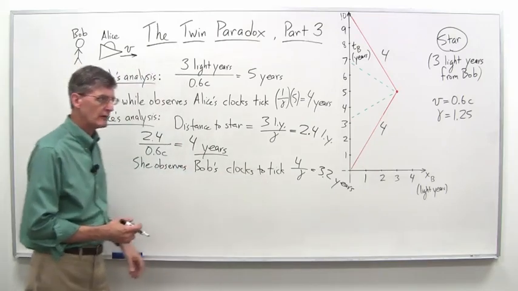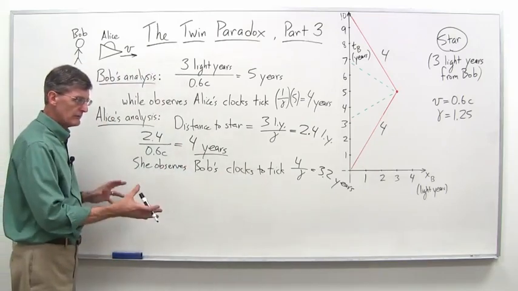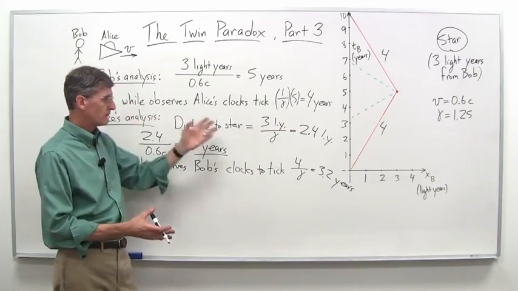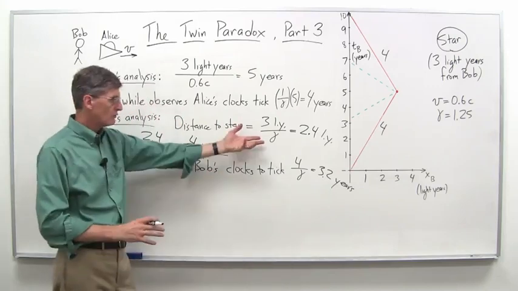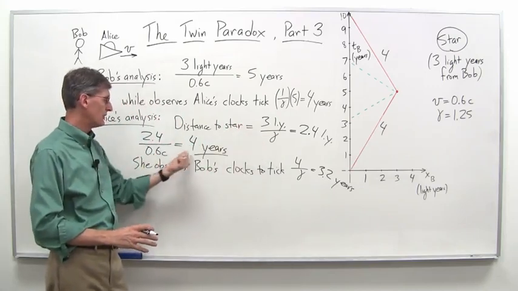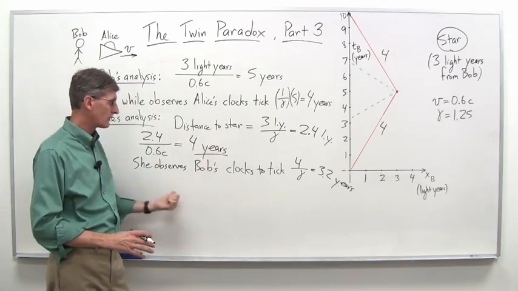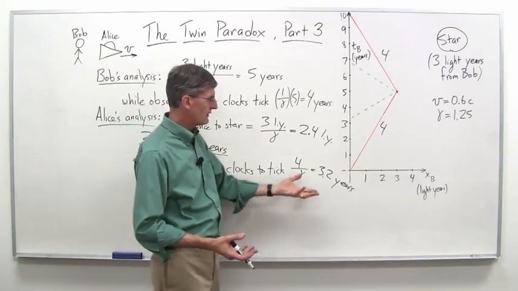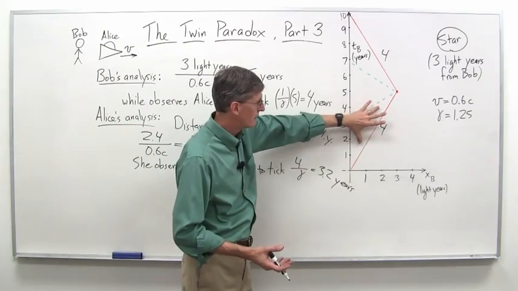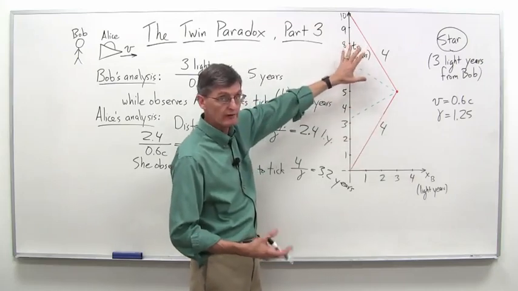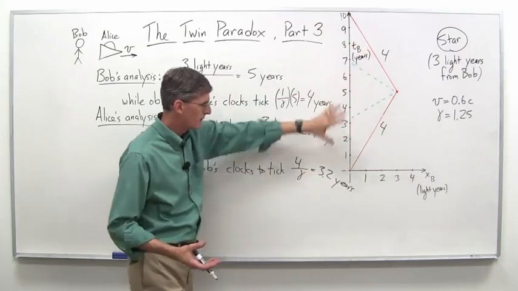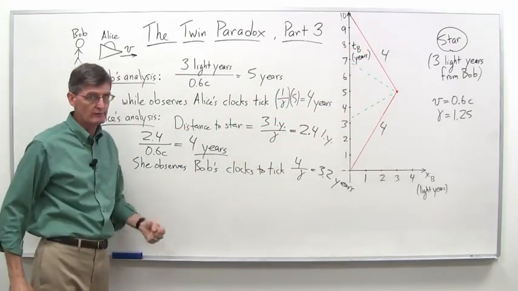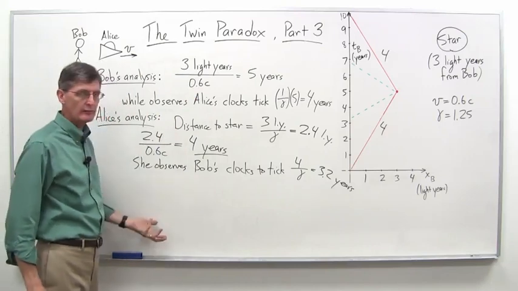And the other part of that, too, is the same thing for the return trip. The star moves away, Bob comes back again, 2.4 light years contracted, 0.6 c, 4 years, another 4 years on Alice's clocks, but she observes Bob's clocks to tick more slowly for 3.2 years. And so it would seem like she has 4 years on the outbound trip, another 4 years on her clocks, 8 years. But Bob's clocks, 3.2 plus 3.2, 6.4. And yet Bob's analysis says, no, my clocks tick off 10 years. So how can we understand that?